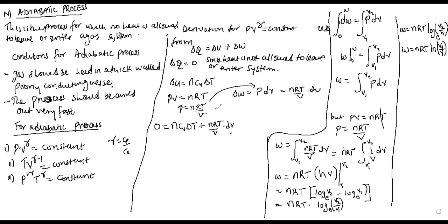But also from here, if you look at this equation clearly, you would see that temperature is equal to PV over nR. So now I substitute here, I'll have 0 is equal to n Cv delta T plus nR over V, and because of our T, we shall have PV over nR times dV.